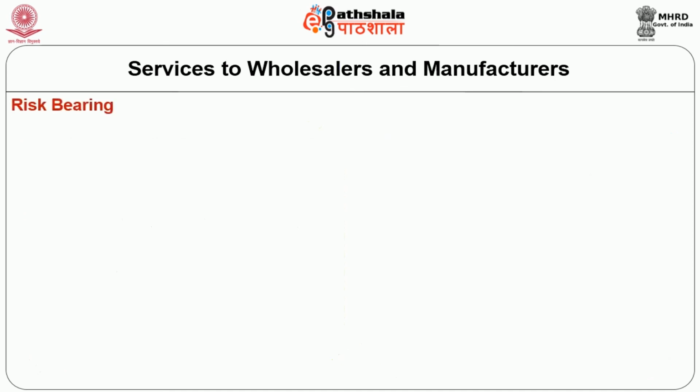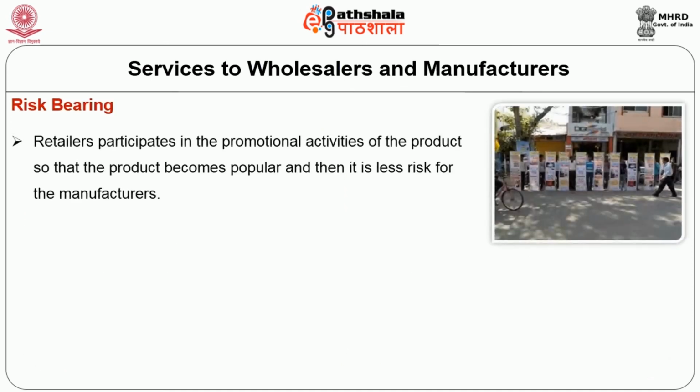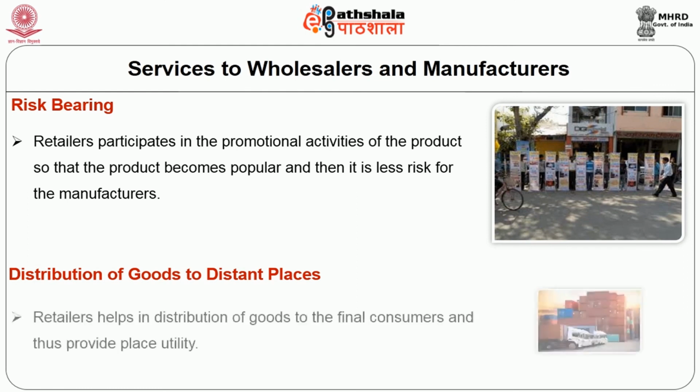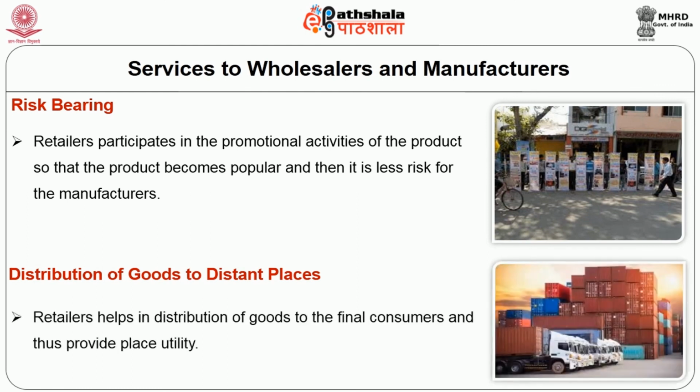Third one, risk bearing. Retailers participate in the promotional activities of the product so that the product becomes popular and then it is less risk for the manufacturers. Distribution of goods to distant places. Retailers help in distribution of goods to the final consumer and thus provide place utility.